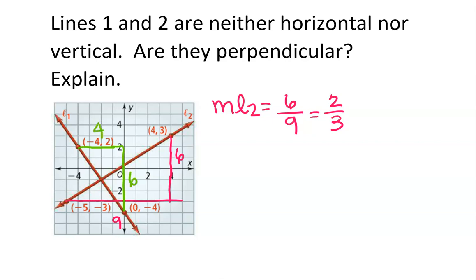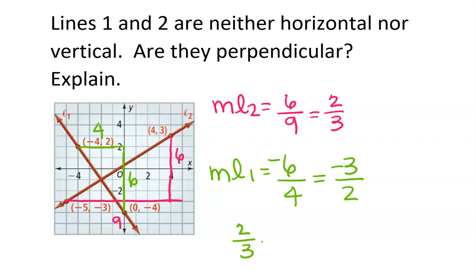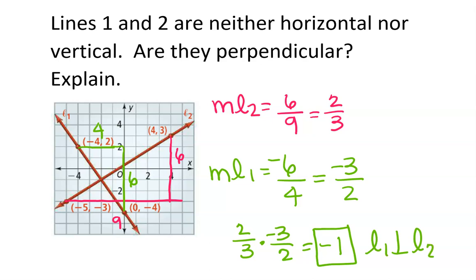Six and 4. So the slope of line 1 is 6 over 4. It's also negative because it's going down, and you want to simplify that as far as you can. Now, when you compare the two, you're going to check, do they multiply together and give you negative 1? And in this case, they do. So we can say line 1 is perpendicular to line 2.